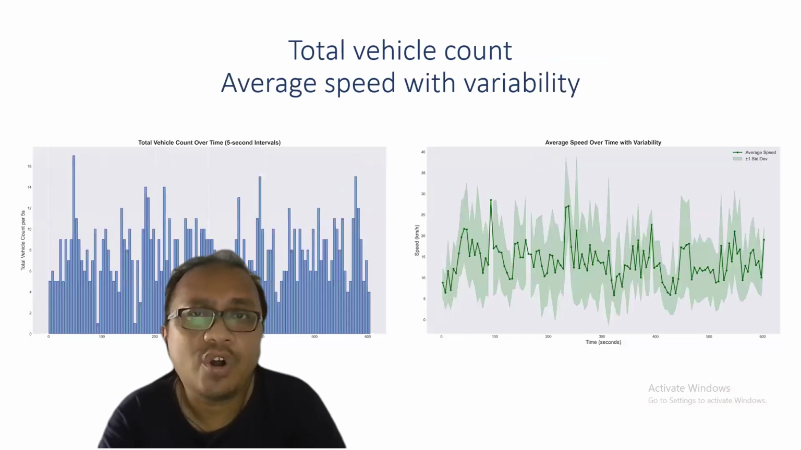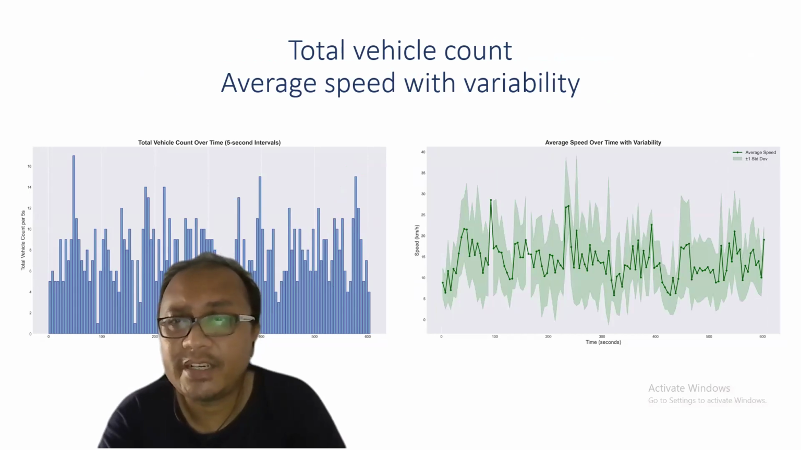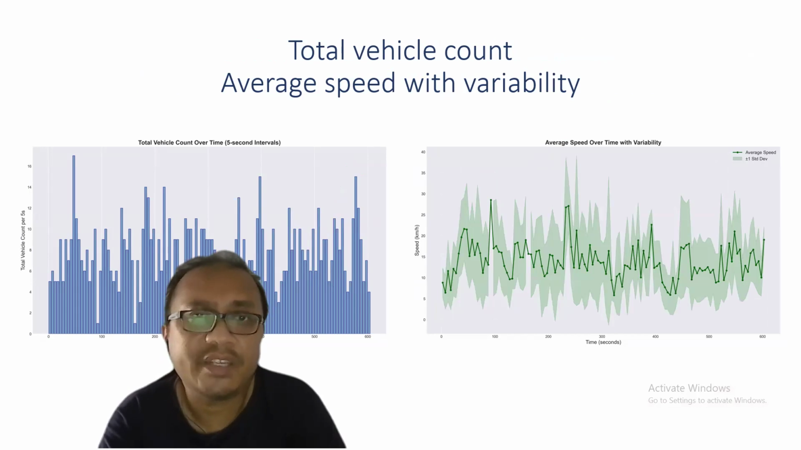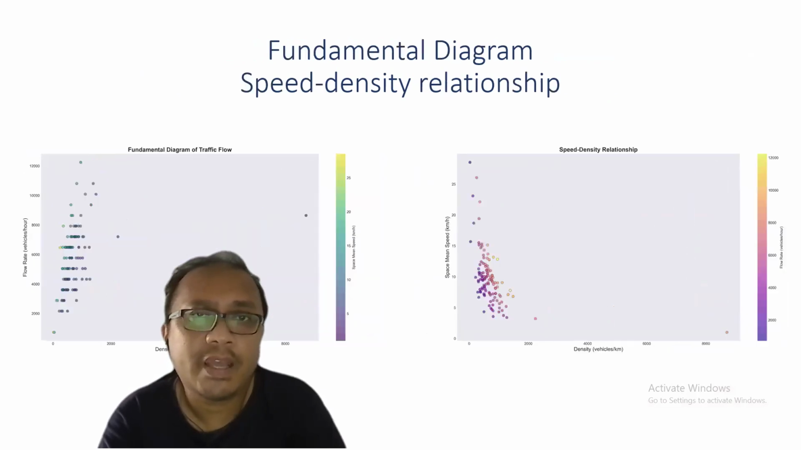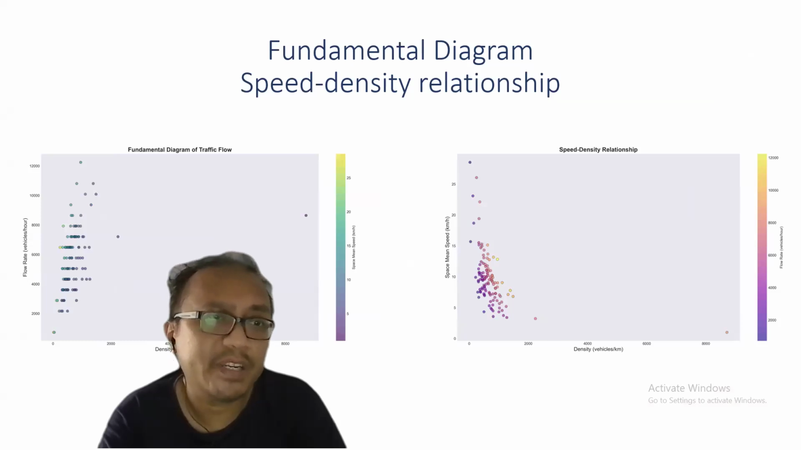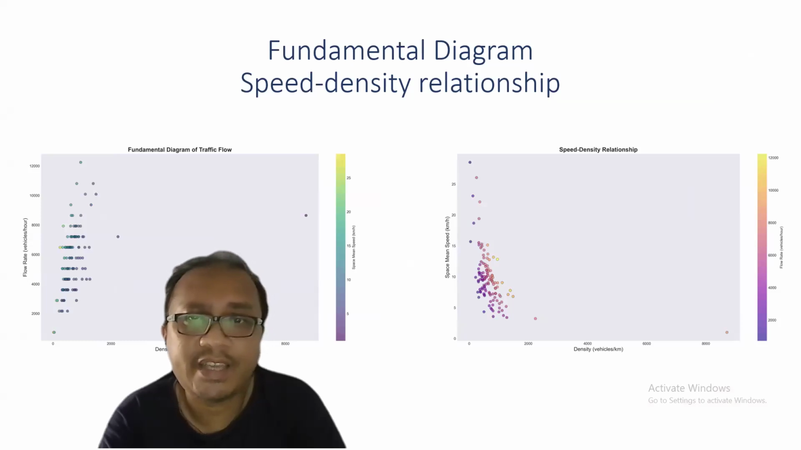We can also see the total vehicle count over time. We can see speed over time, and the average speed with standard deviation showing its variability. We can see the comparison of time mean speed, space mean speed, and speed and density over time. And we can see the fundamental diagram, that is flow versus density and speed versus density, but the curve is not drawn over here. Just scatter plots are given.